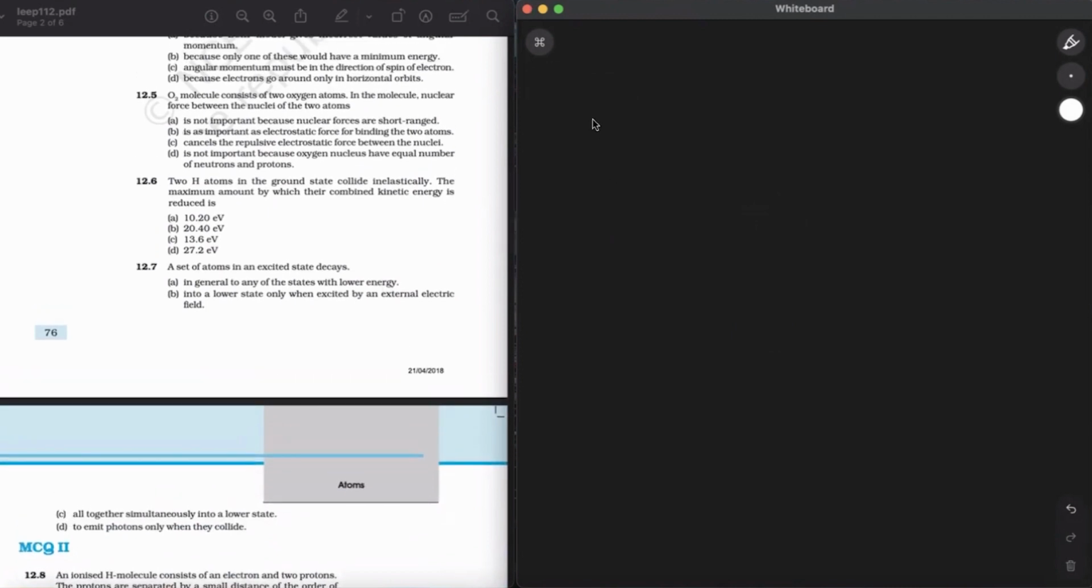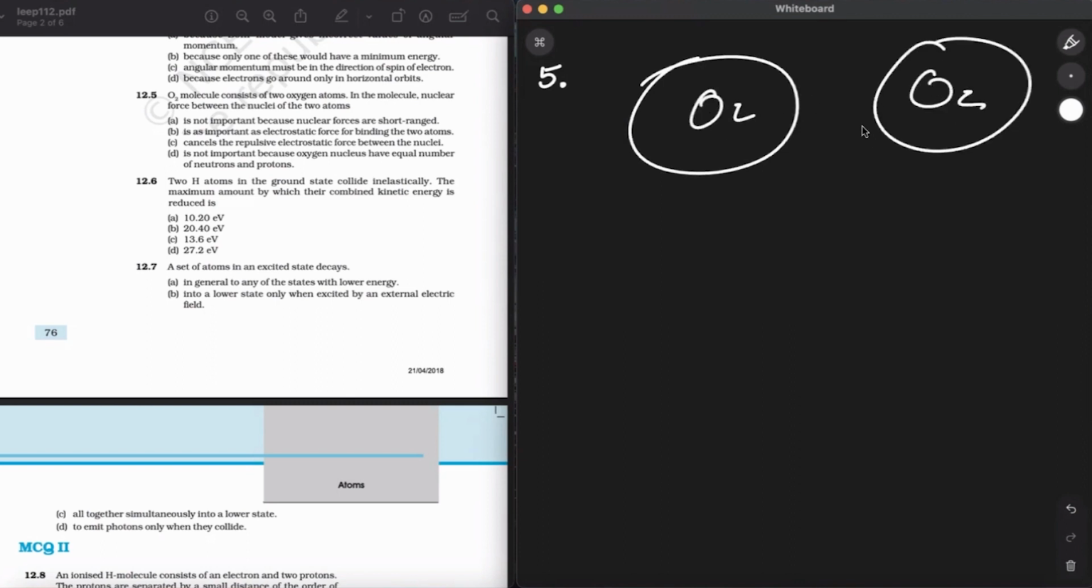Now moving onwards, I have question number five. Question number five states that an O2 molecule consists of two oxygen atoms, and the nuclear force between the nuclei of the two atoms. Okay, so they're talking about the molecular level, such as this is one molecule of O2, this is another molecule of O2, something like this or not.